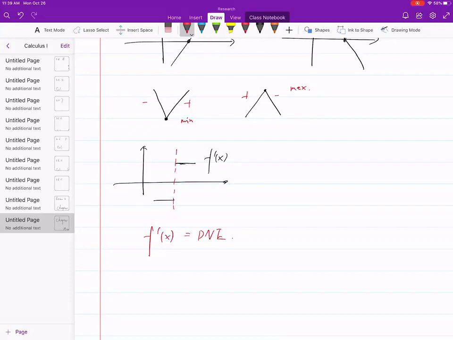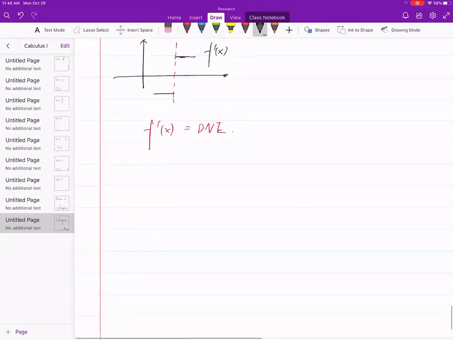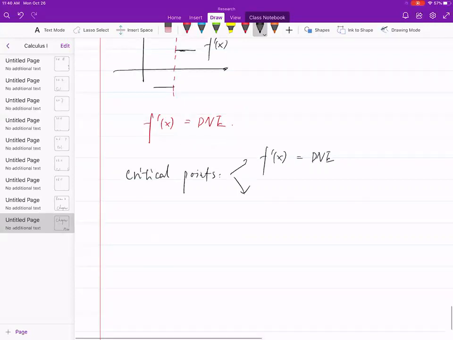Does everything make sense so far? Now let's write it down. For critical points, we have 2 cases. Good news is they both look at f prime x. It either does not exist or it's 0. These two are possible.